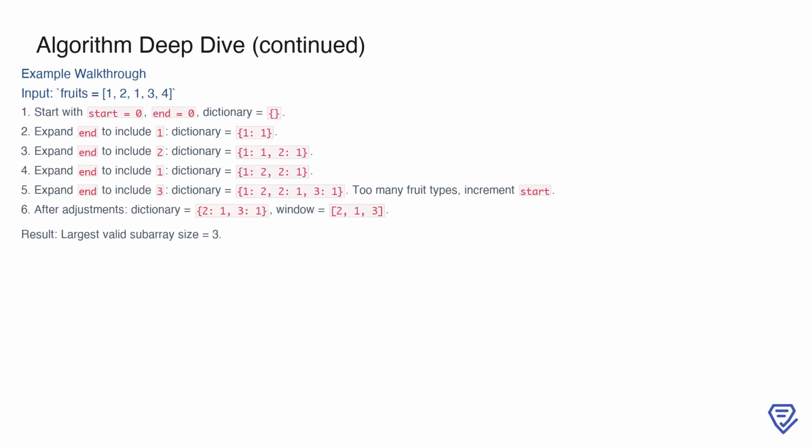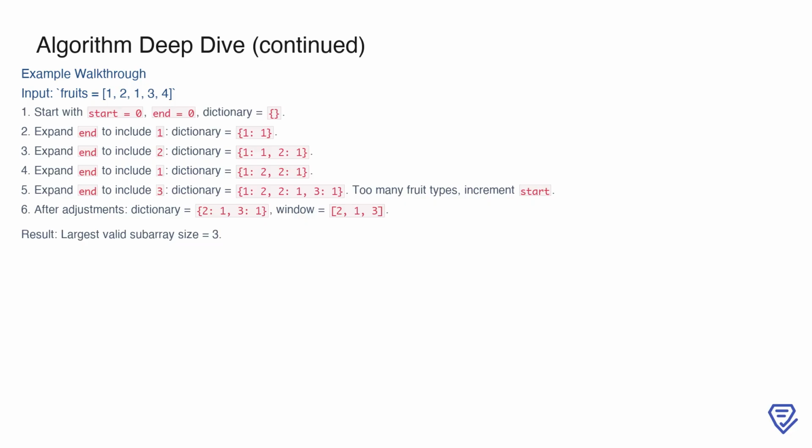Let's walk through an example to see the sliding window approach in action. Suppose the input is fruits equals [1, 2, 1, 3, 4]. We start with start equals 0, end equals 0, and an empty dictionary. First, we expand the window by including the fruit at end, which is 1, updating the dictionary to {1: 1}. Next, we include 2, making the dictionary {1: 1, 2: 1}. Then, we include another 1, resulting in {1: 2, 2: 1}. At this point, the window is valid, so we calculate its size.